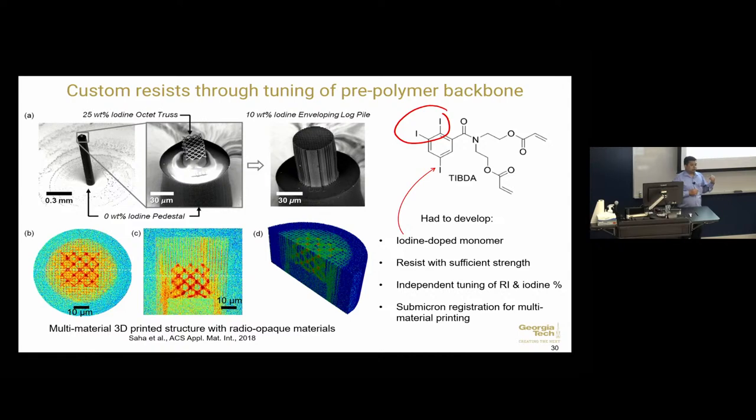Okay? So a lot of people have done this kind of work in which they would change what is attached to the backbone. You could add in silicon, you could add in metal to the backbone of the polymer itself, and then you could get the property that you're looking for after printing.